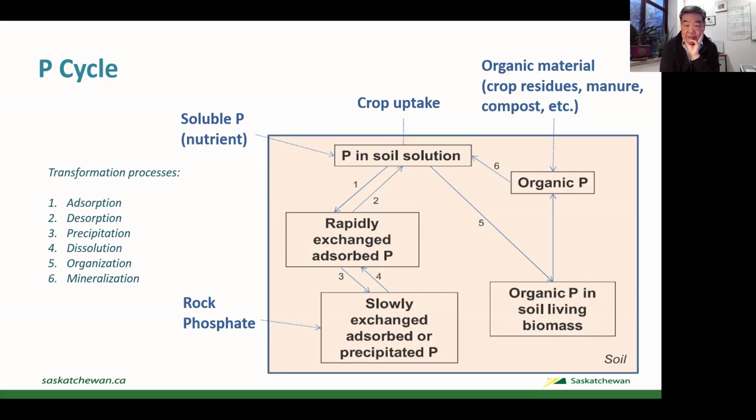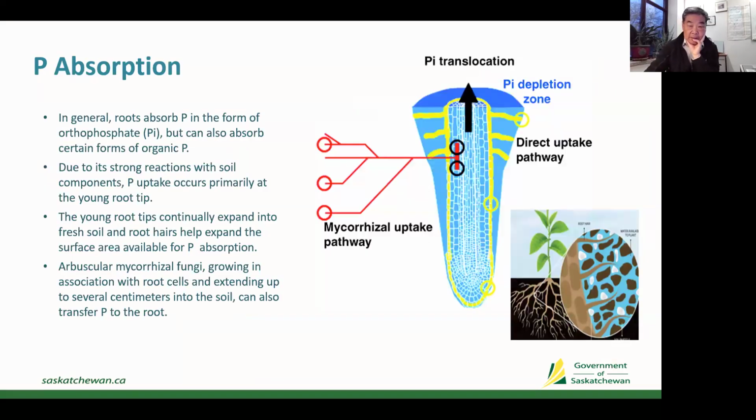Crop and soil microbes can also connect these two big cycles. For example, our crop roots can exude acidic organic compounds, which would dissolve the precipitated P. Soil bacteria and fungi can also make the P rock available to themselves and to the crops, which is an important part of the cycling.